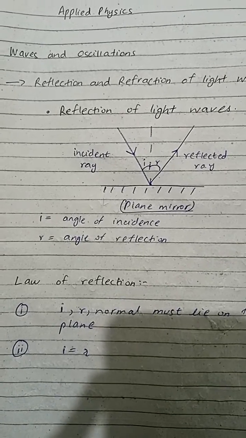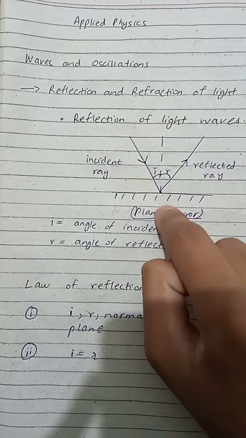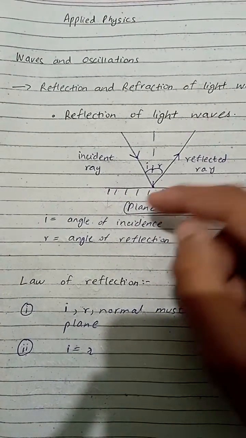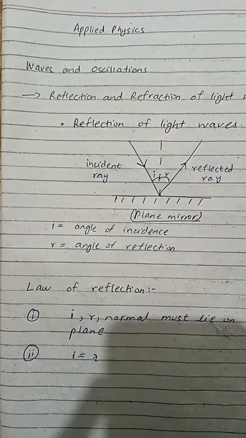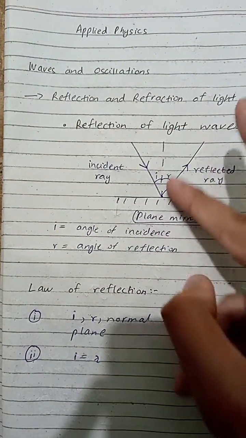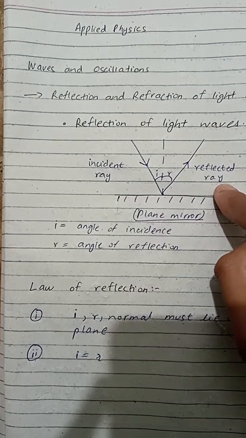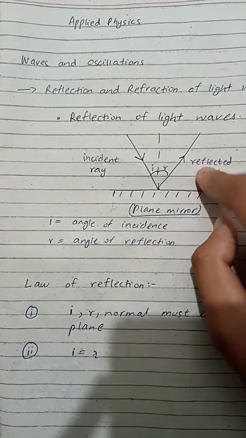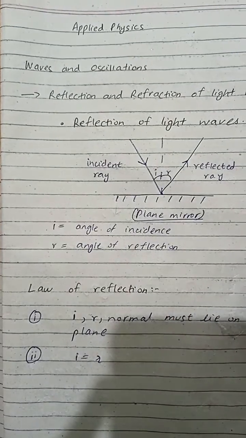Okay, so how is it going to work? Let's say we have a plane mirror. We are going to send an incident ray, any wave, any light, and there's a normal. Let's draw a normal at 90 degrees, just for assumption, and then the incident ray will be equal to the reflected ray. The whole incident ray intensity will be reflected. So on a plane mirror, I is the angle of incidence and R is the angle of reflection.